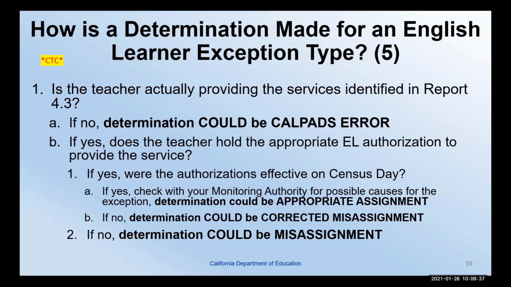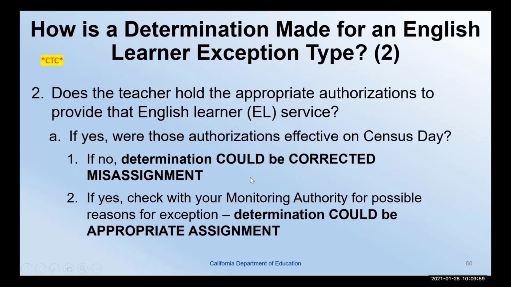We think it's going to clear quite a few exceptions, so stay tuned for that as well. However, if the authorization was not effective on census date, the determination could be a corrected misassignment if, again, it was in force before monitoring began. And then if none of these things, then it could be a misassignment.